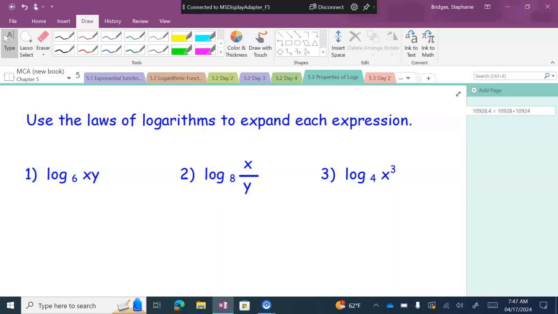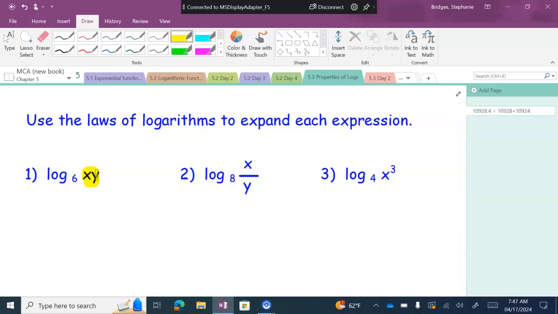So I have the log base 6 of xy. When you start deciding how to expand it, the very first thing you want to do is look at your argument. You want to decide, do I have things that are being multiplied, things that are being divided, or do I have an exponent? Which one do I have here?